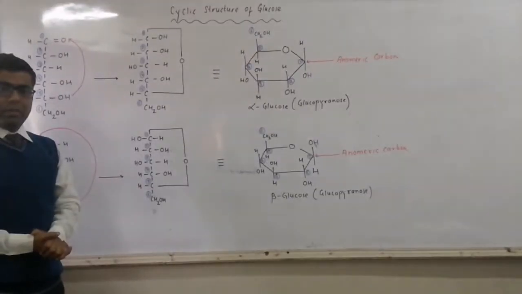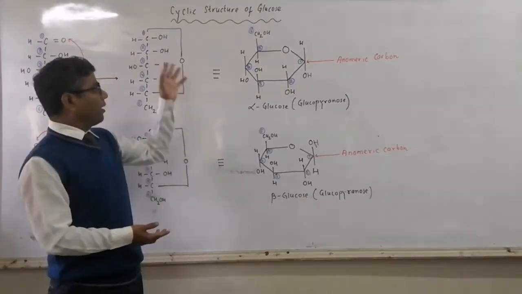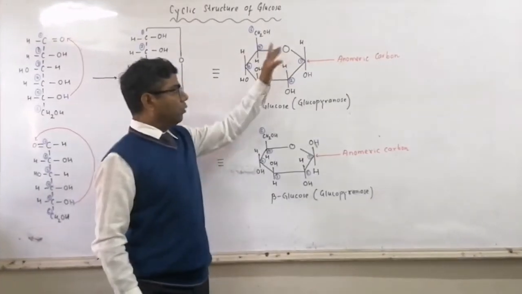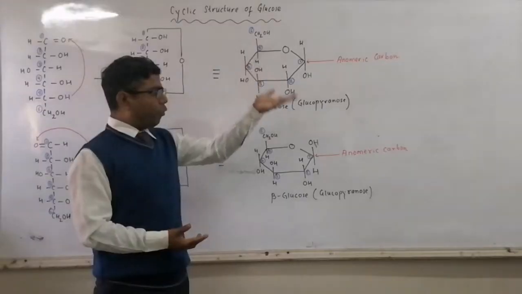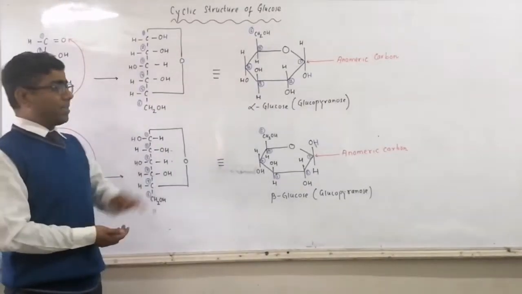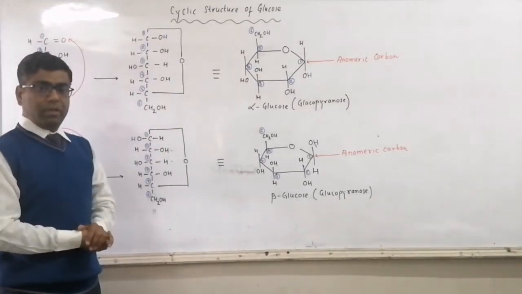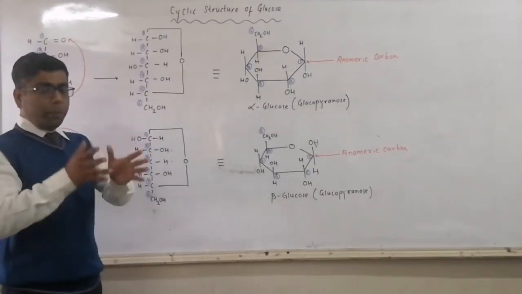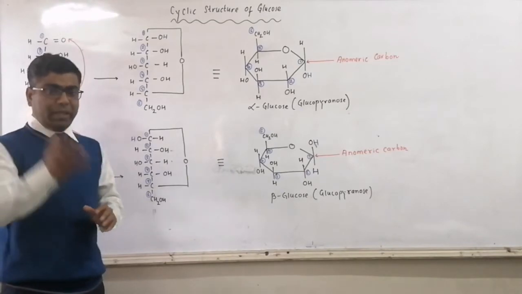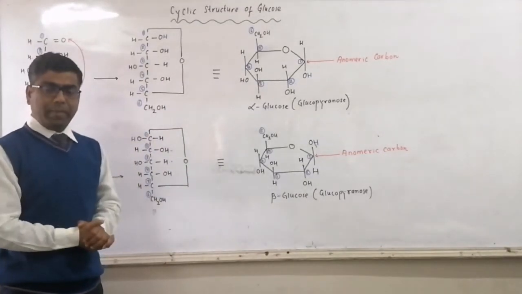Now this structure can be represented in this manner also, where the carbon atoms of the ring are not shown. So how to start? It's very simple. O at the top. Now move clockwise from carbon number 1. The H and OH groups which are present on the right hand side will be drawn below the plane in the cyclic structure. And the groups which are present on the left hand side will be shown above the plane in the ring structure.